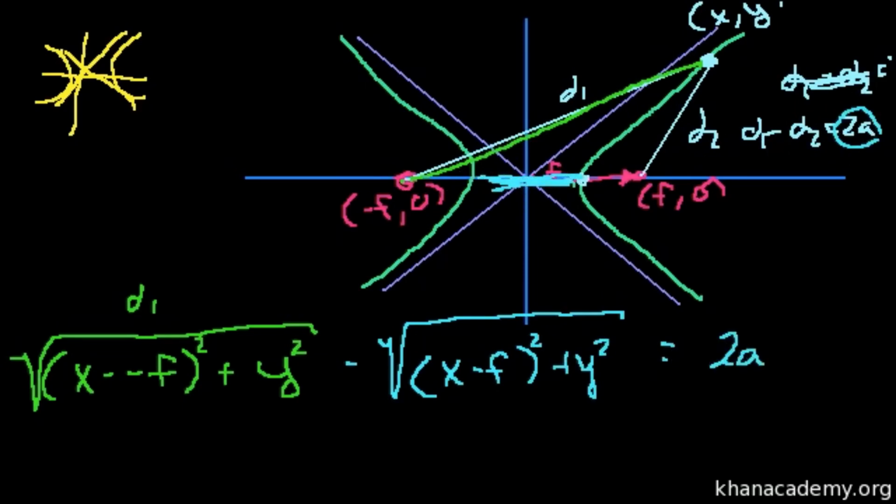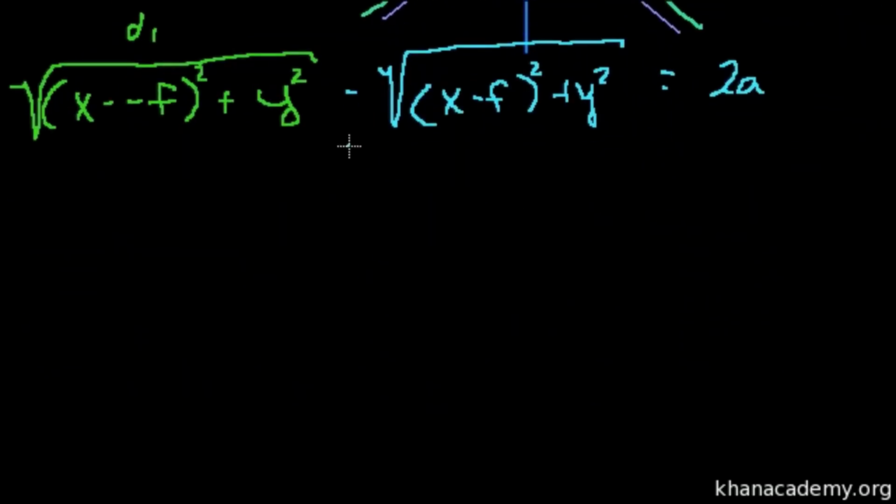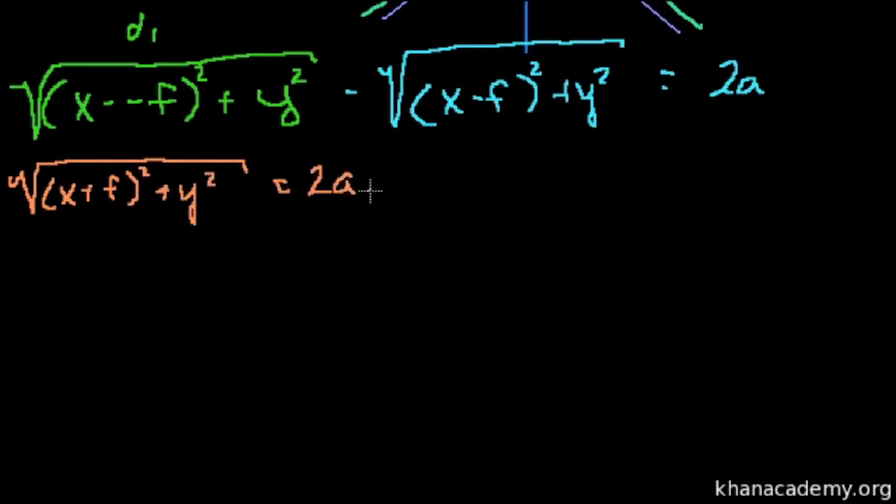Now let's see if we can simplify this at all. Well, an interesting thing to do might just be to put this on the other side of the equation. And this can get hairy, so I really hope I don't make any careless mistakes. So this becomes, and I might write small to save space, the square root of x plus f squared plus y squared is equal to 2a plus the square root of x minus f squared plus y squared.